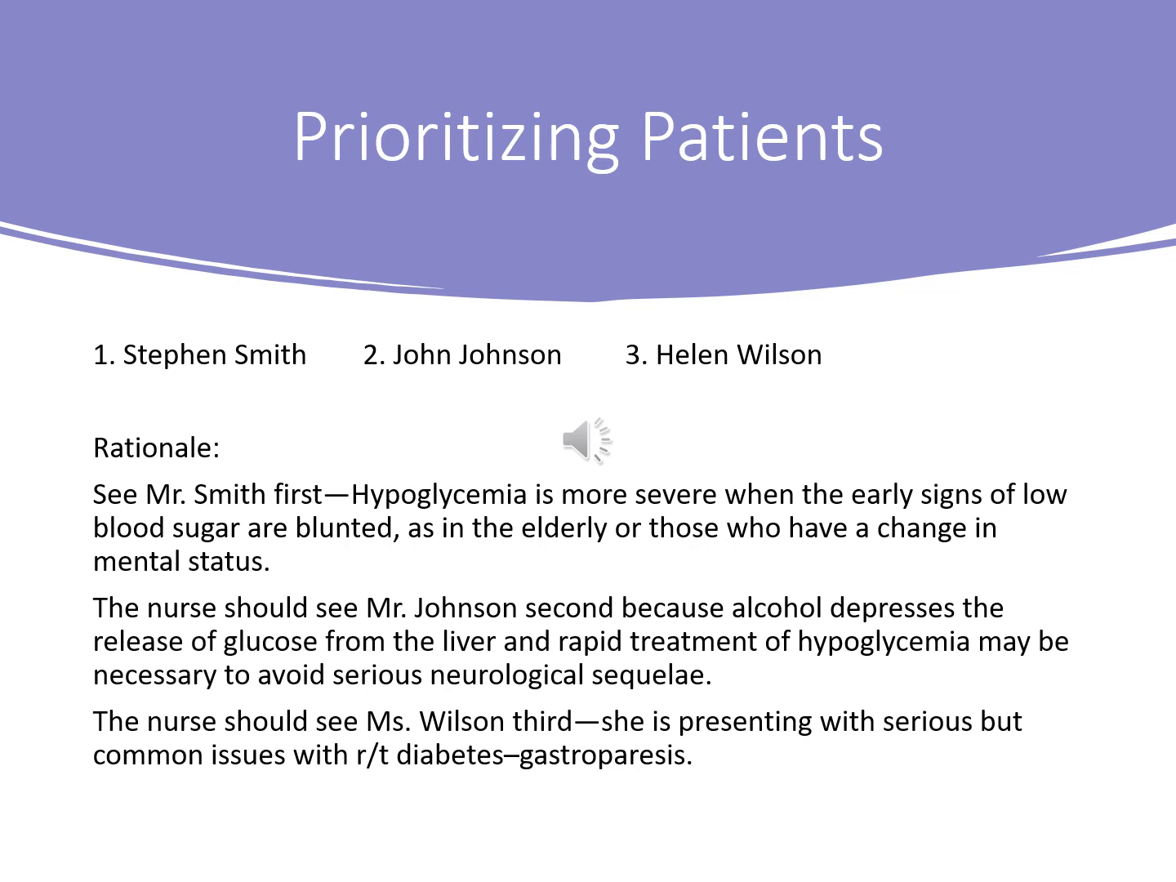Here's our rationale for our prioritizing patients. We're going to see Mr. Smith first. That hypoglycemia is really severe. We want to make sure that we're addressing that mental status change. That's super important. We also want to see Mr. Johnson next because alcohol depresses that release of glucose. And then we're going to see Miss Wilson third.